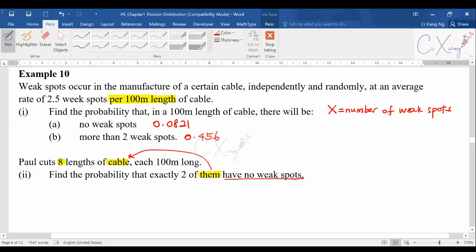Another hint for you is, in the first part, they are talking about the number of weak spots. But for the second part, they are talking about the number of cables. So they are talking about 2 different things. So you should suspect that the distribution already changed, or maybe the variable that we have has already changed. For me, I will write it out like this. Define Y as the number of cables. If you want it to be more complete, then you should write have no weak spots.